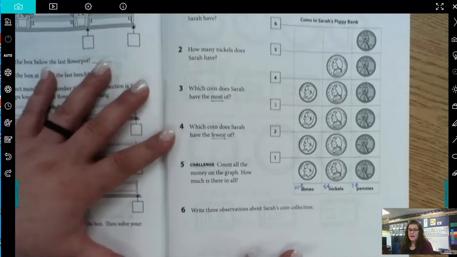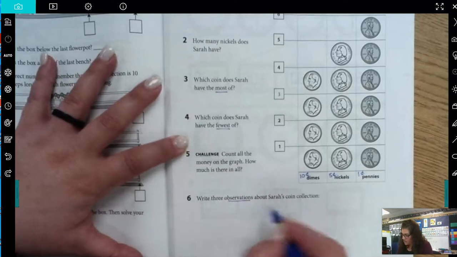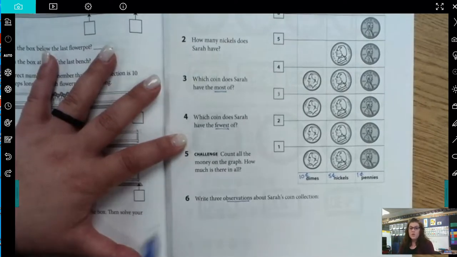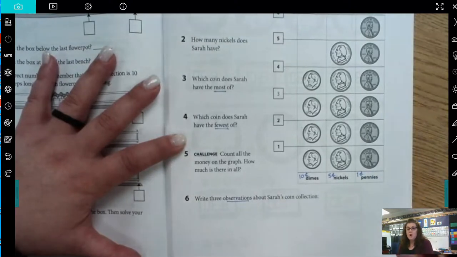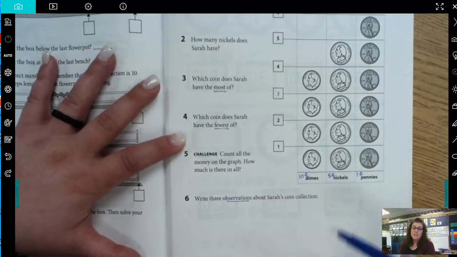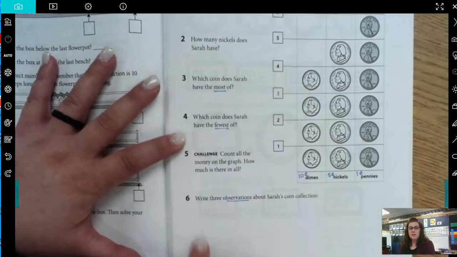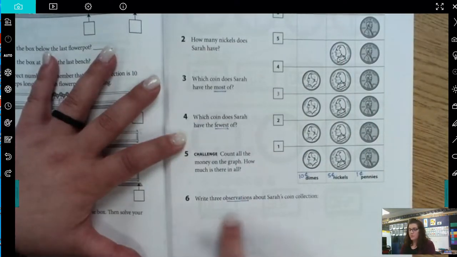Okay, finally, number 6. It asks, write 3 observations about Sarah's coin collection. An observation is something we see. It's something we notice. So I want you to tell me 3 things you notice. It can be anything. You can tell me which coin has the most, which coin has the least. You can tell me how much we have of each coin. You can tell me if we have one more or one less, but just tell me 3 things you notice about Sarah's coin collection. Give me 3.